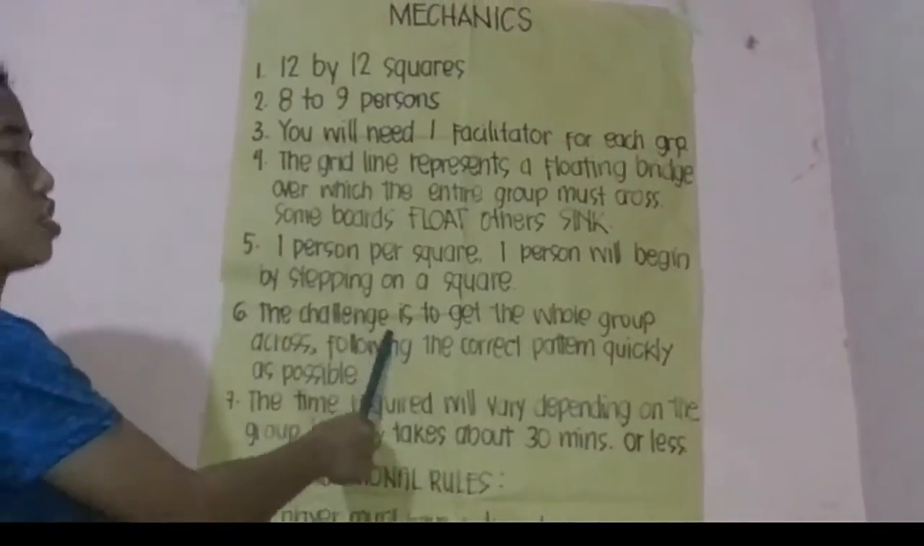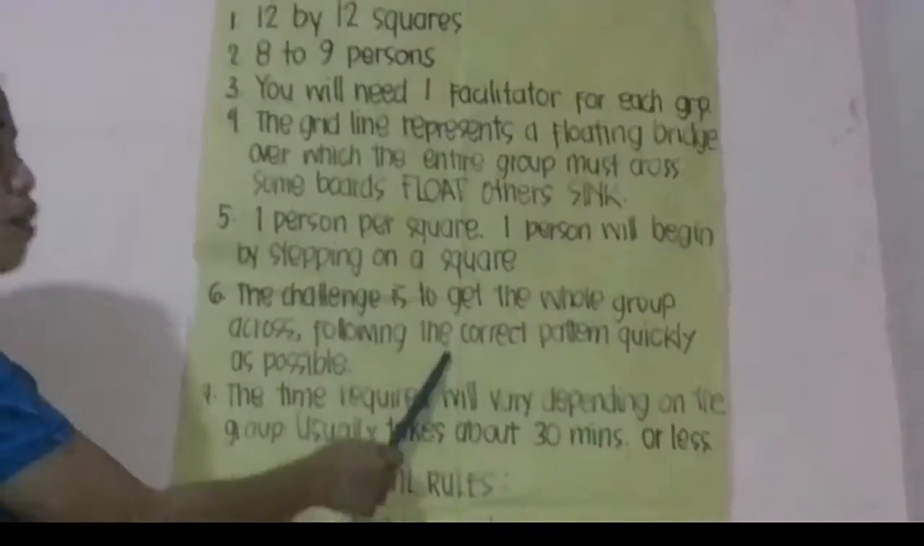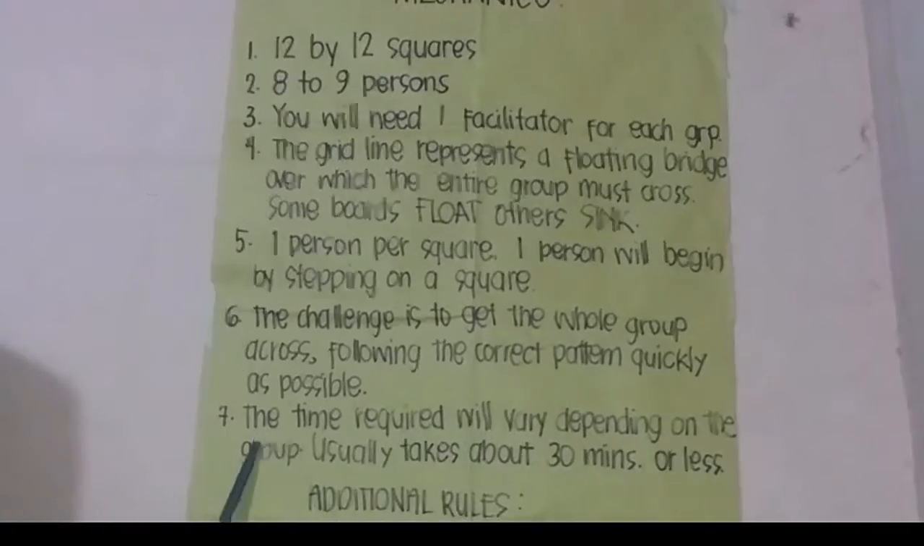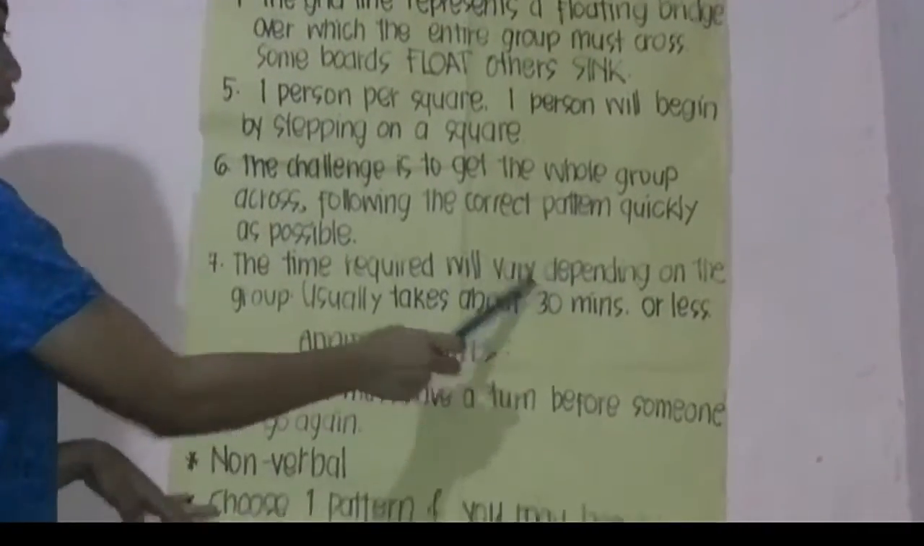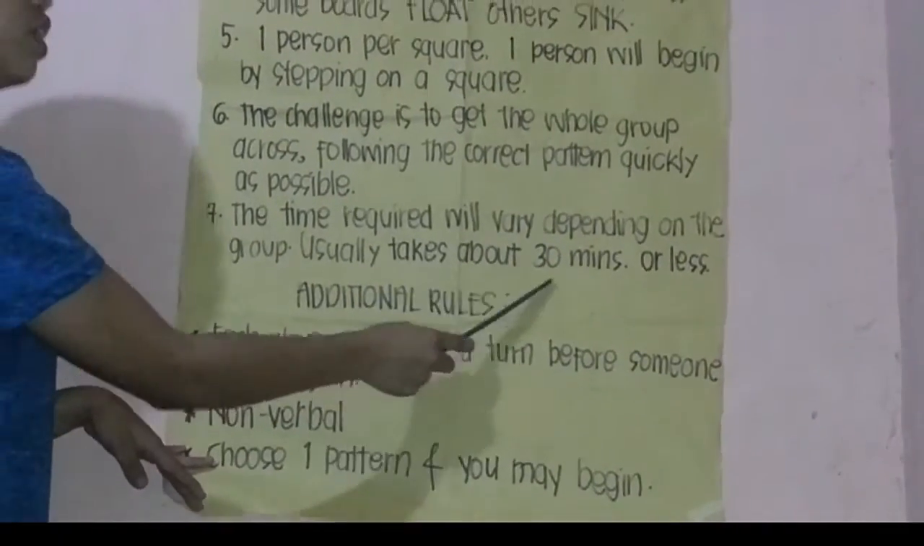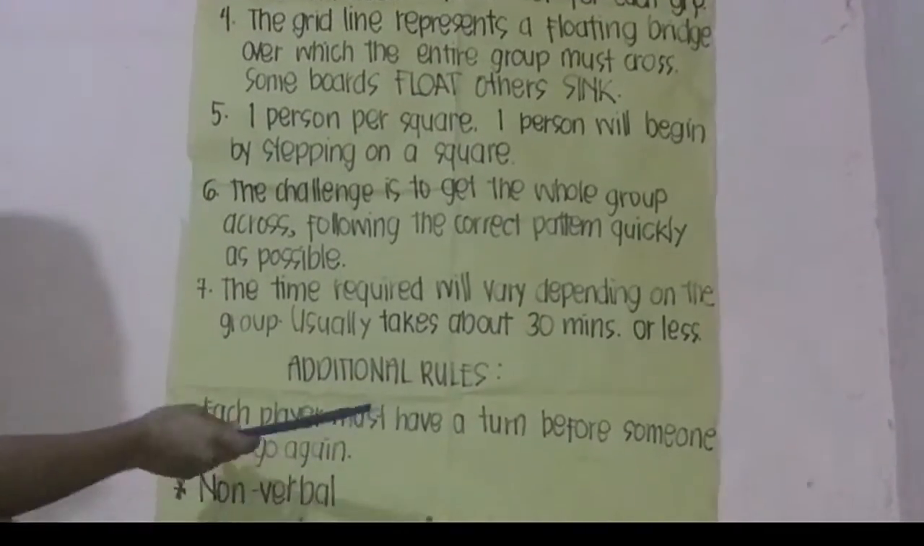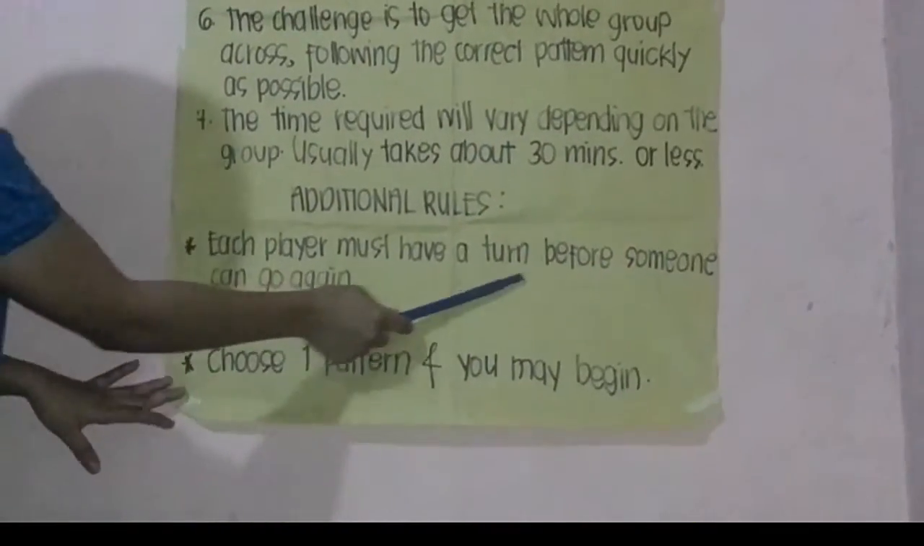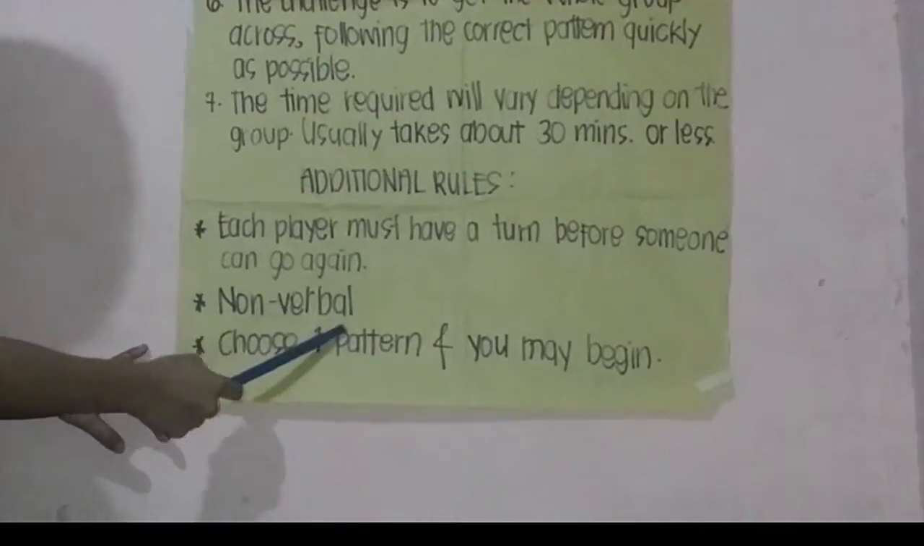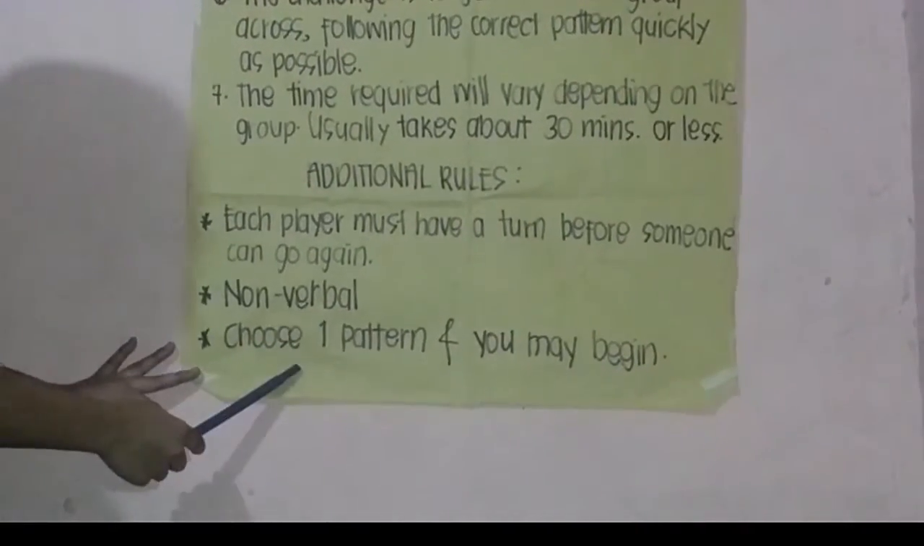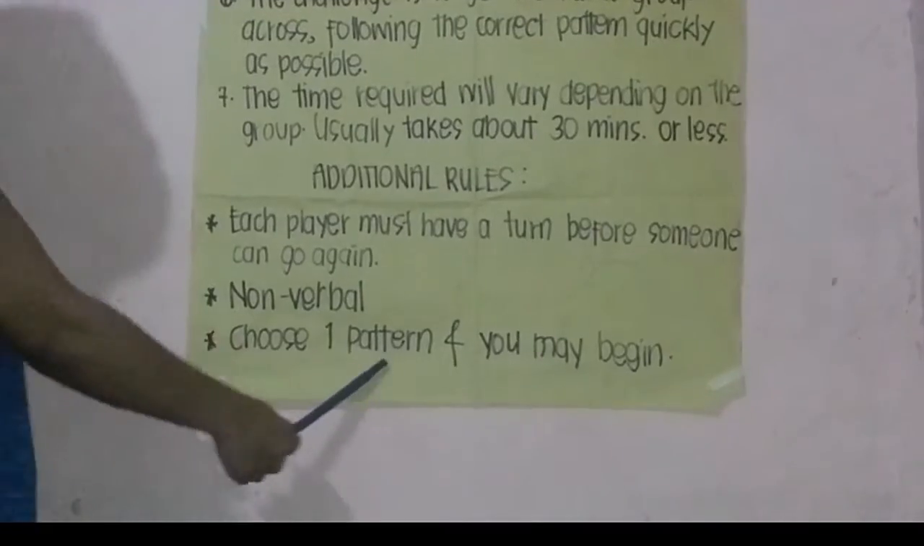The challenge is to get the whole group across, following the correct pattern as quickly as possible. The time required will vary depending on the group, usually about 30 minutes or less. Additional rule: each player must have a turn before someone can go again. This is a non-verbal activity and you can choose one pattern and you may begin.